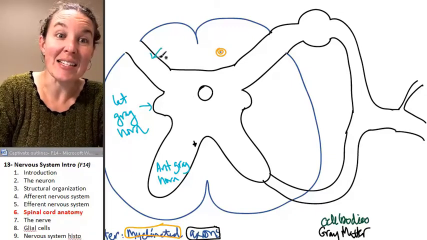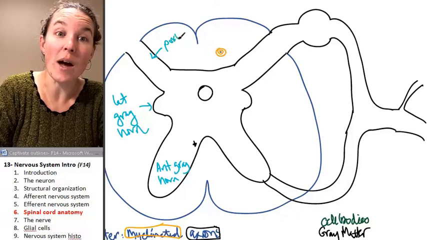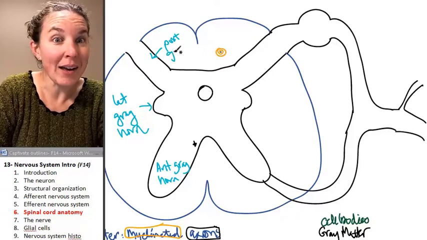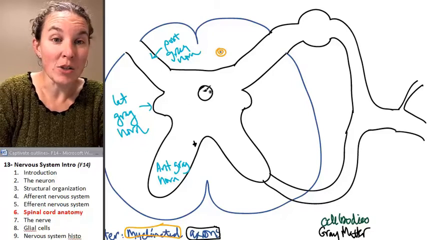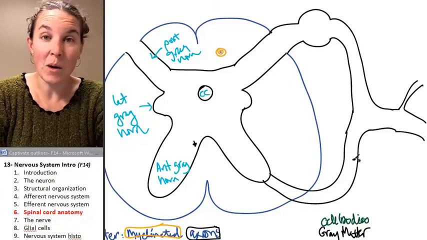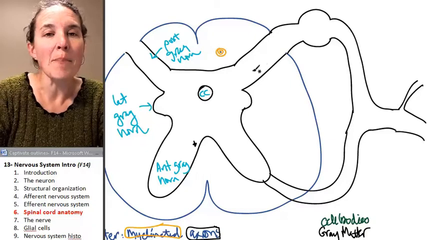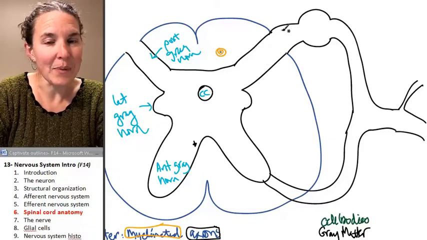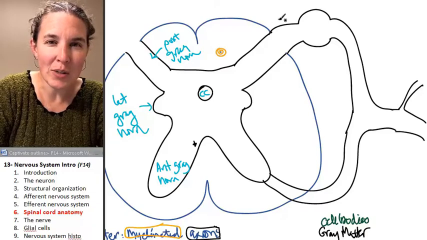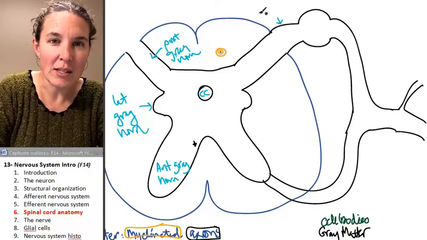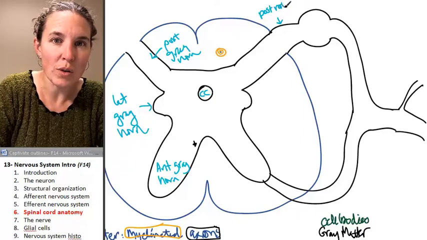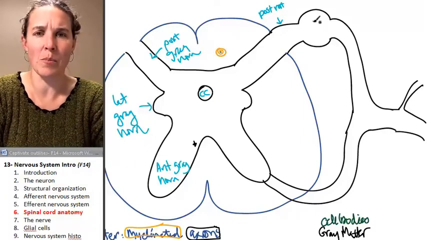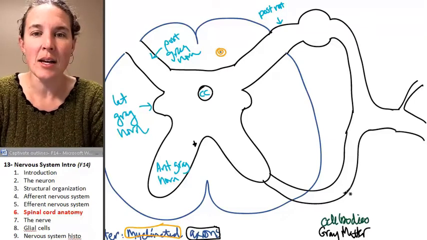This is a posterior gray horn. Might as well do my central canal while we're here. My posterior gray horn does its thing and becomes a posterior root. This is a posterior root. And guess what this little blobby thing is that is not down here?